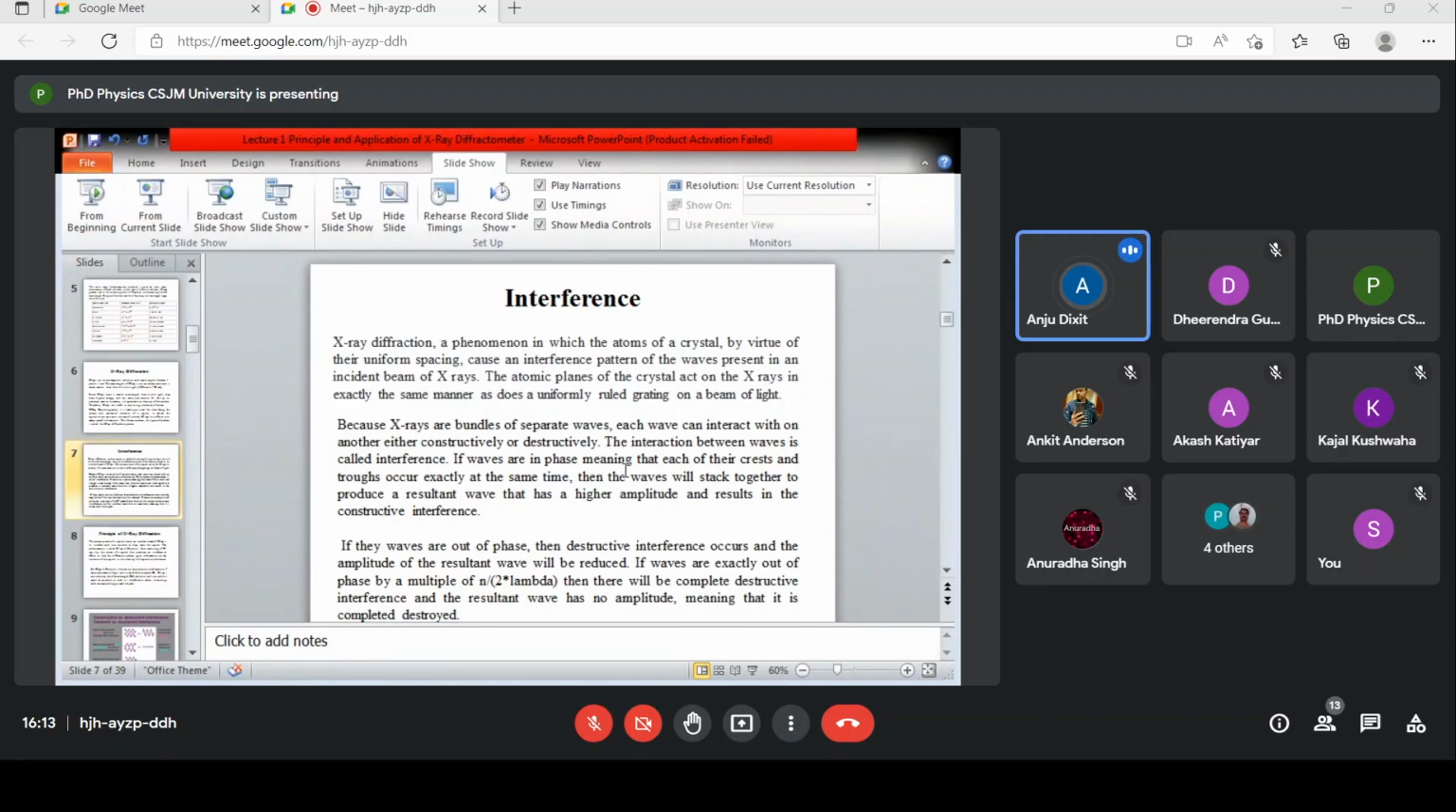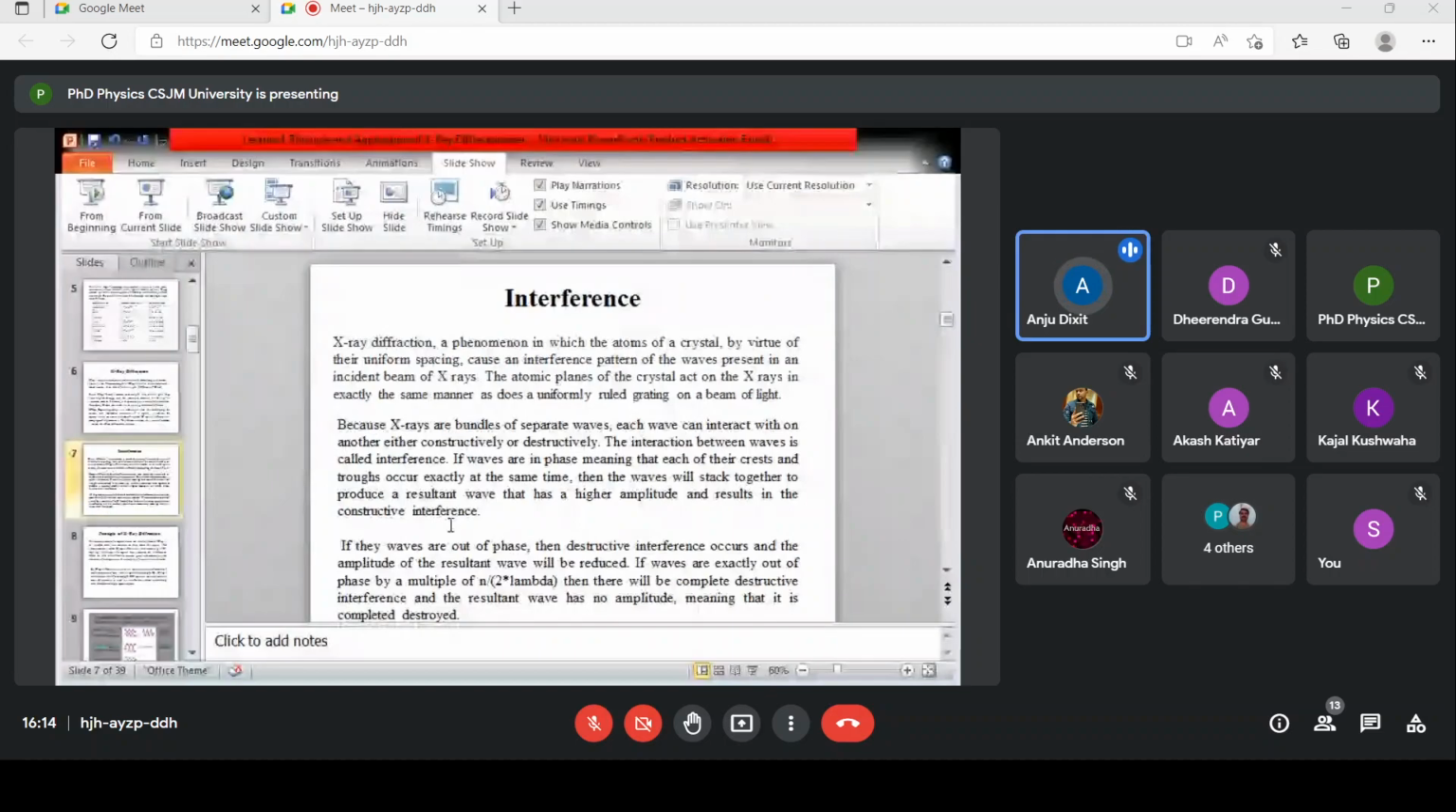The interaction between waves is called interference. If waves are in phase, meaning that their crests and troughs occur exactly at the same time, then the waves will stack together to produce a resultant wave that has a higher amplitude and results in constructive interference. That is what we observe in the X-ray diffraction method, and due to this constructive interference, diffraction patterns form.